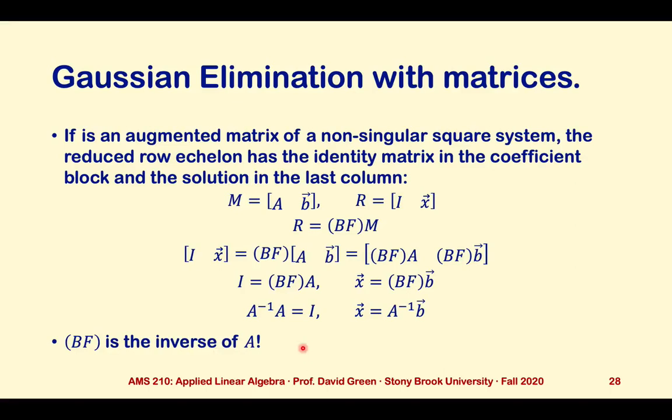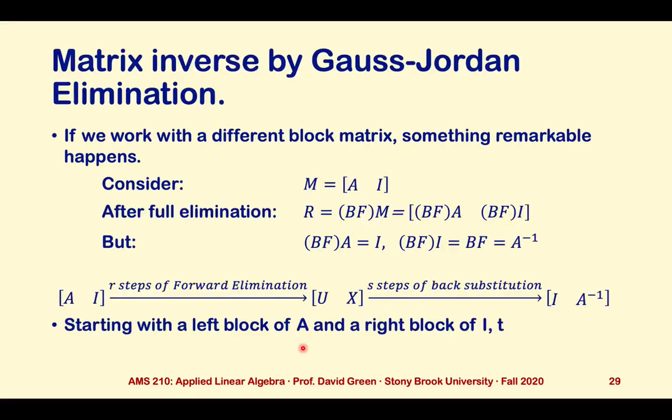This product of the two matrices corresponding to back substitution and forward elimination, the product of all of the elementary matrices in the steps of Gaussian elimination, is the matrix inverse. Right? In many ways, Gaussian elimination is calculating the matrix inverse. They are the same thing for a non-singular square system. All right.